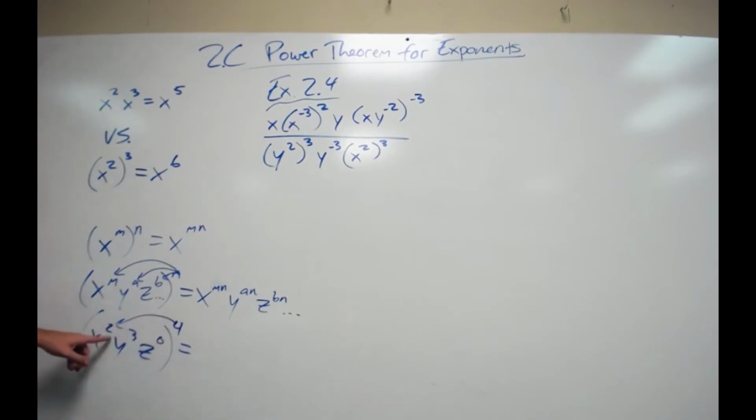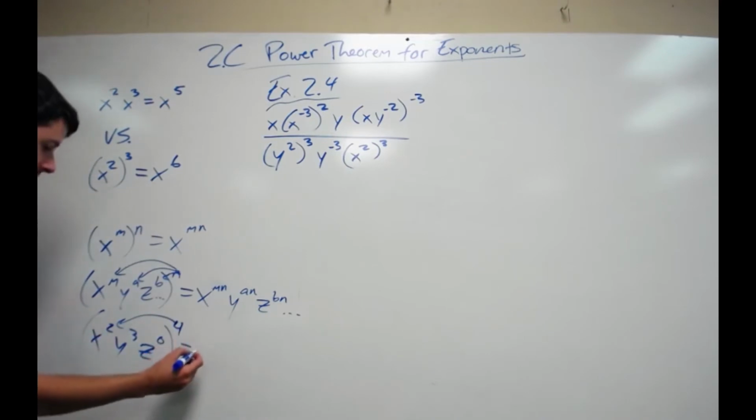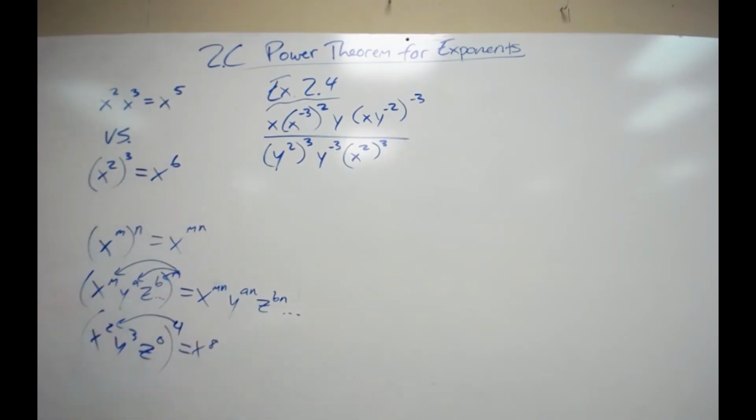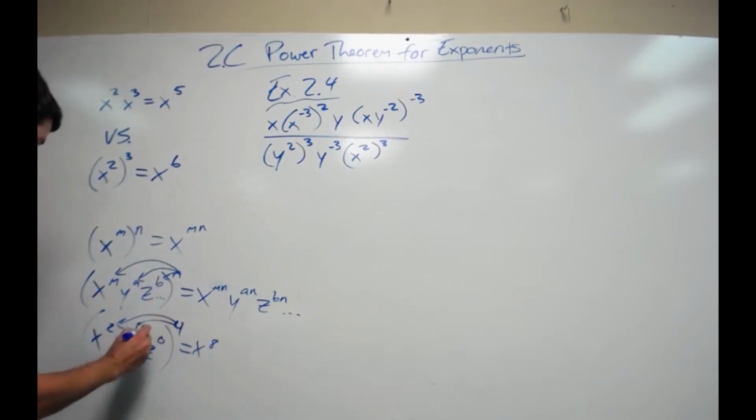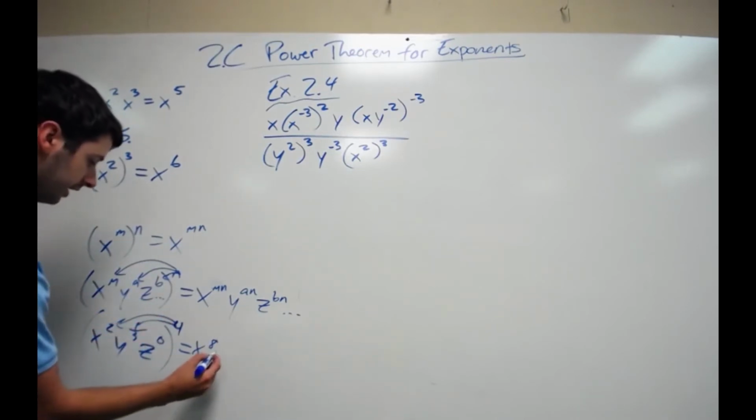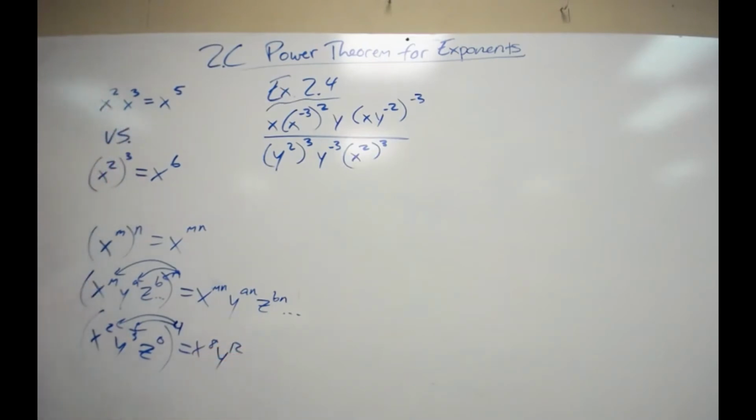4 times 2 is 8, so you would have x to the power of 8. 4 times 3, 12. So, y to the power of 12. Well, you could look at this as 4 times 0 is 0, so you would have z to the 0 power, and that's always 1. Or you could just automatically know that z to the 0 power is 1.